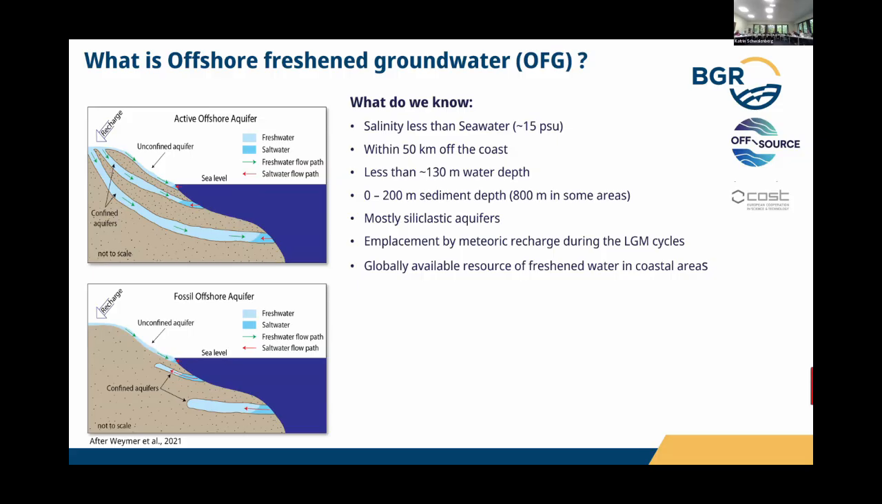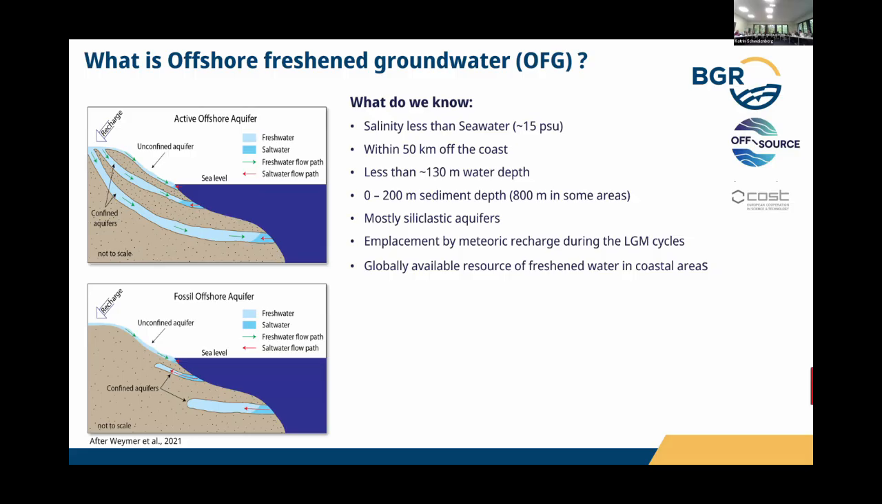There have been different definitions of that. Some put a number in PSU, practical salinity units, to what they would consider as freshened groundwater. Here I follow the definition by Mikalev in the 2020 paper, I think. We're looking at salinity less than seawater, around 15 PSU, which is the practical salinity unit, or gram per liter. It occurs within 50 kilometers of the coast. It has been observed way further out.